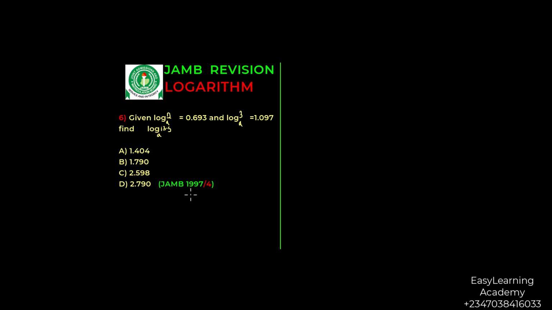Okay, so let's get to 1997, question number 4. We are asked, given log 2 base a is equal to 0.693 and log 3 base a is equal to 1.097, to find log 13.5 base a. That's the log we have to find. And these are the options.